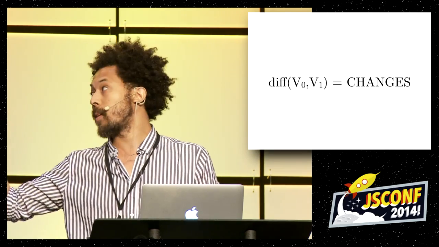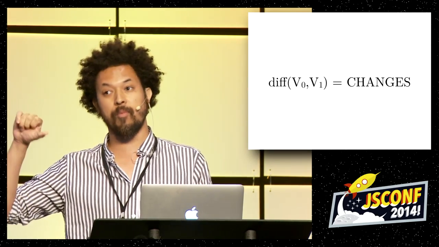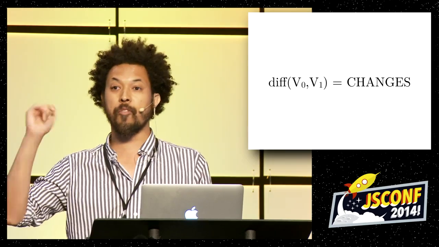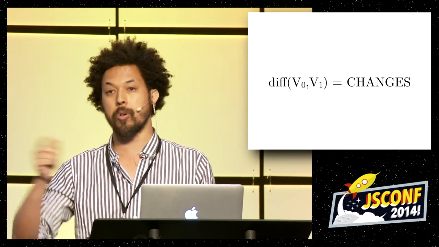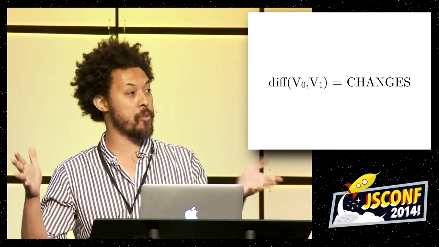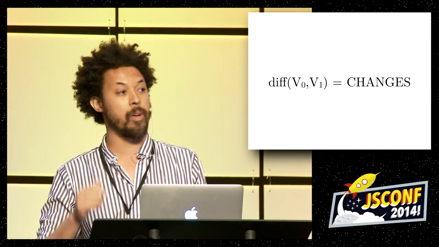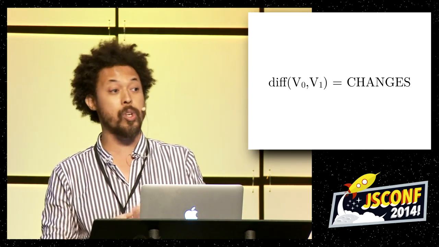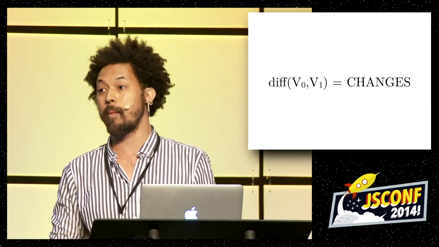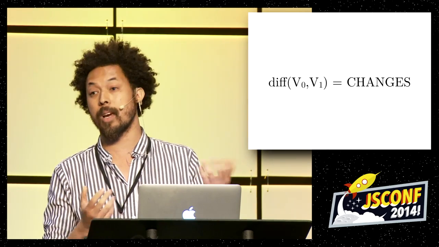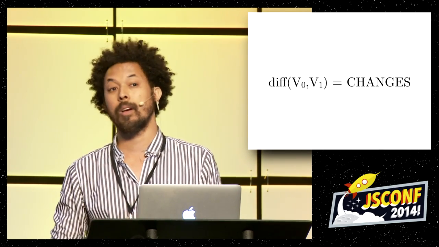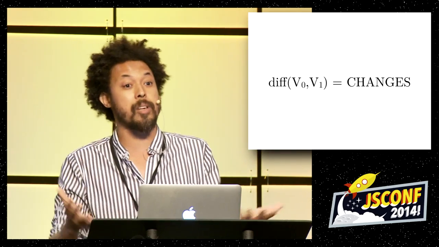But what's fascinating about this is, what happens if we flip v1 and v0? For free, we get the reverse change set. So this means that we can do undo, redo trivially. You can jump to an arbitrary point in time. It also makes computing deltas faster, which makes synchronization simpler.